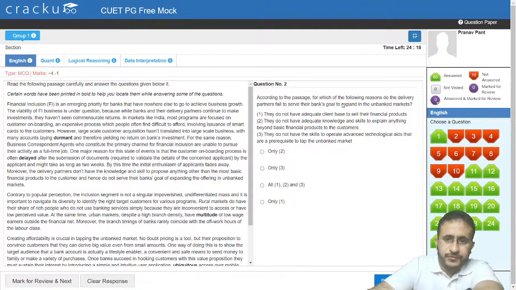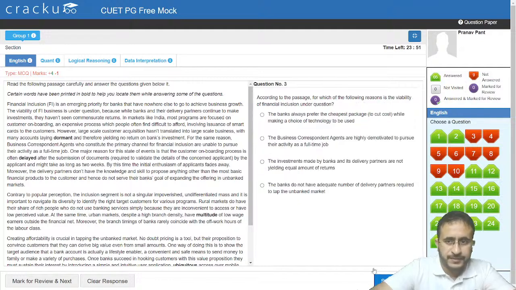According to the passage, for which of the following reasons do the delivery partners fail to serve their bank's goal to expand? They do not have an adequate client base to sell their financial product. That is not given here. They do not have adequate knowledge. They do not have skills to operate advanced technological aids. That is not mentioned. So only two follows, because they do not talk about the technological kits, and they do not talk about the client base. They've just mentioned that they do not have adequate knowledge.